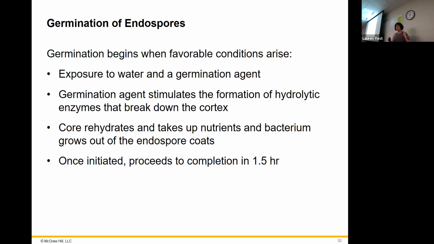Okay, and then once that is initiated, 1.5 hours, y'all. You wake up those guys in 1.5 hours. You step on that nail, and in 1.5 hours, those guys are active and actually multiplying in your body.